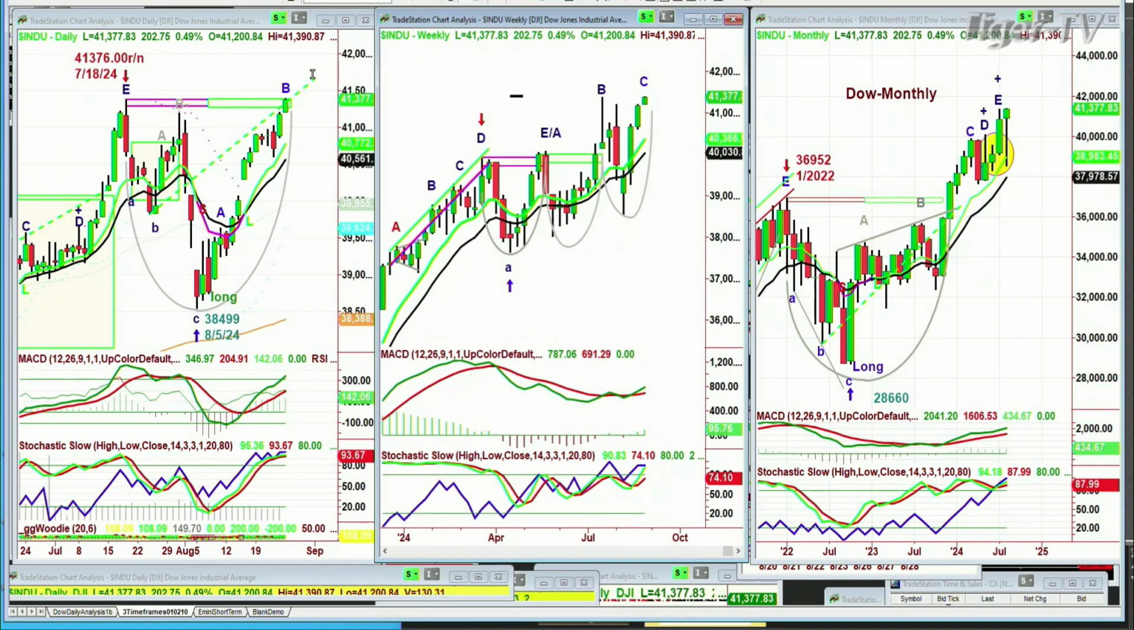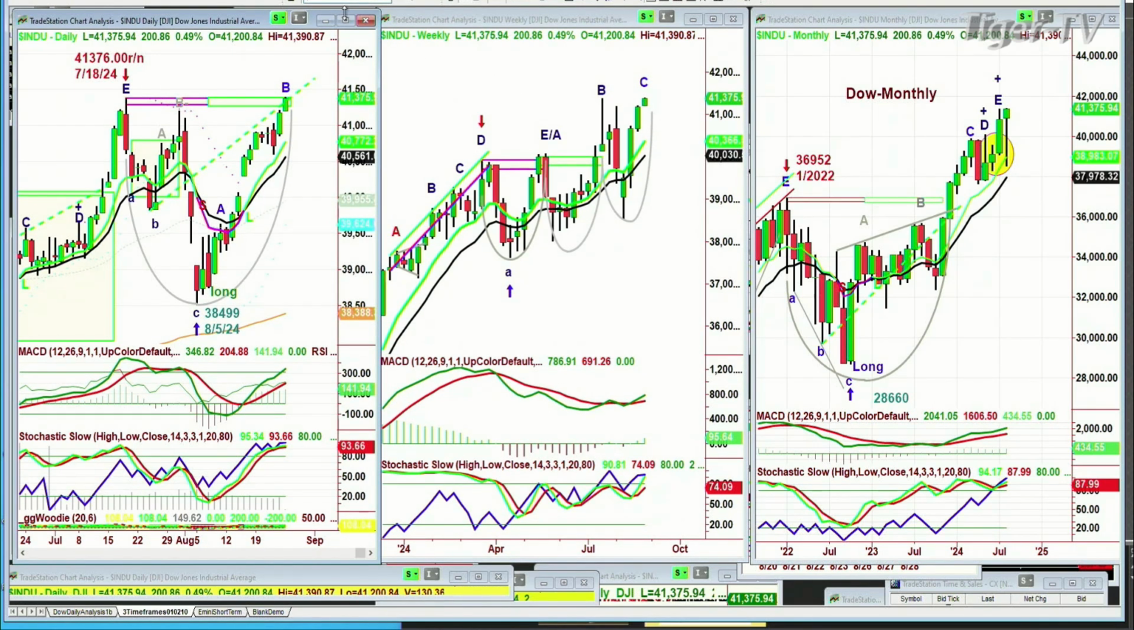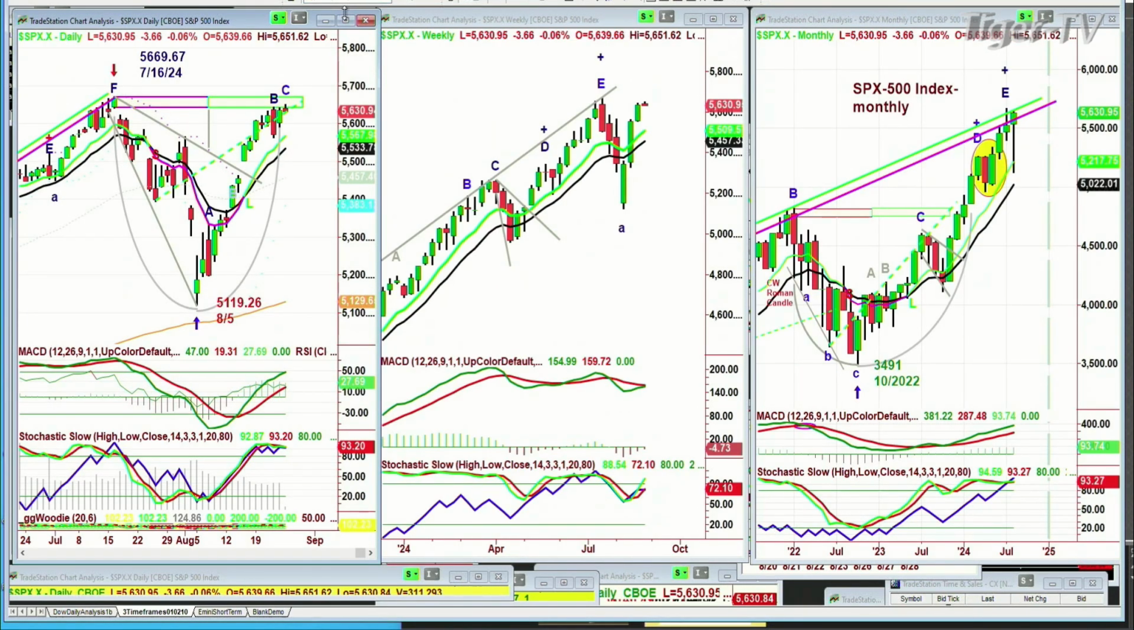I'll do it again. I'll try it again. Here we go. SPX. Come on. Okay, there it is. So this is actually leg C, a very modest leg C.